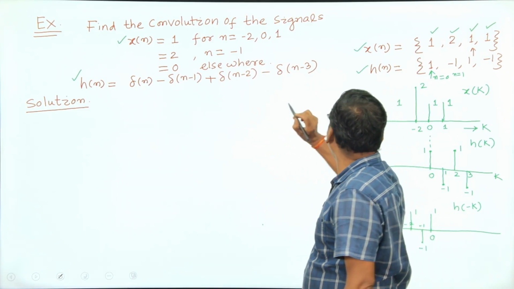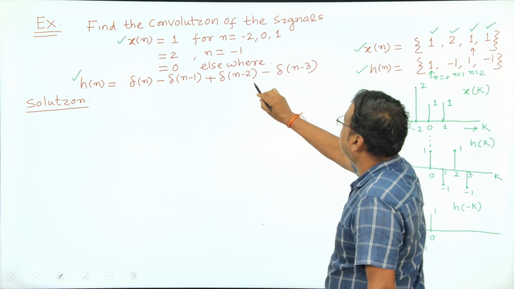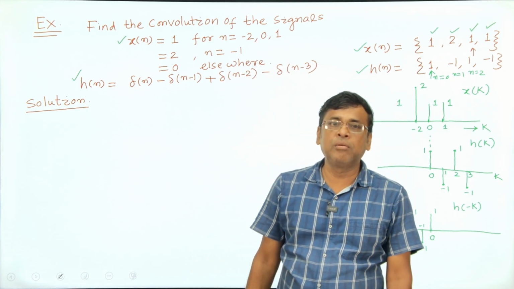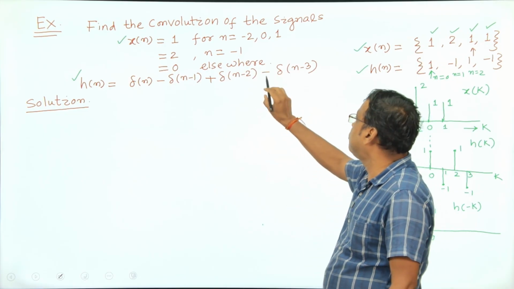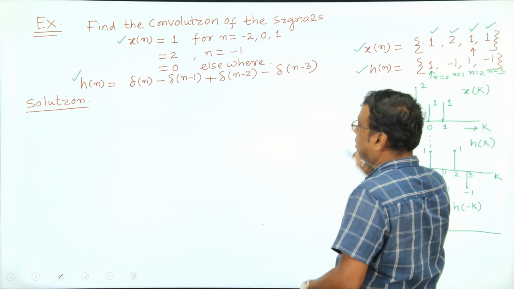For n equal to 2, the sample exists and the value is 1 here. Then delta of n minus 3, that is n minus 3 equal to 0. At n equal to 3, the sample exists and the value is what? Minus 1. The value here at n equal to 3 is minus 1.